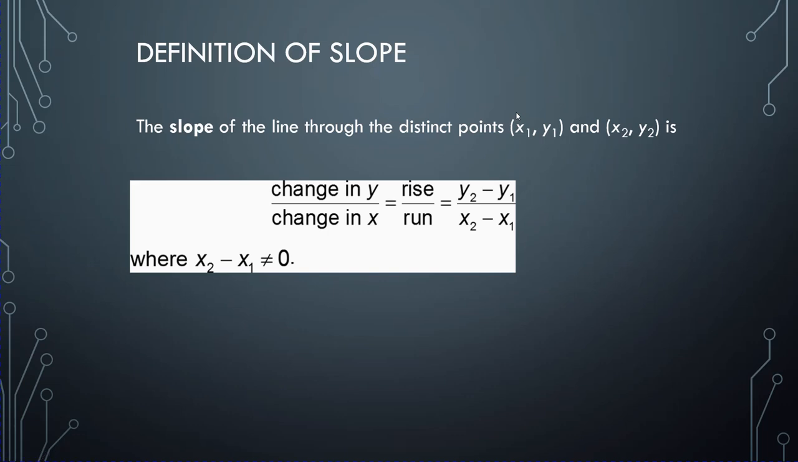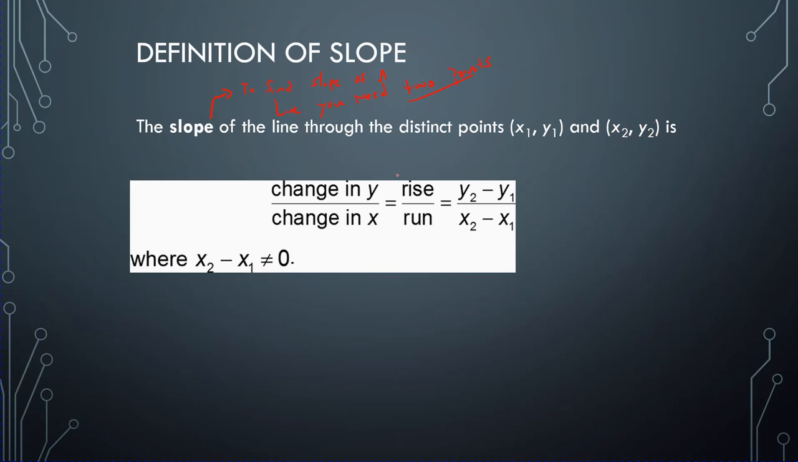So, the slope of a line through distinct points. To find the slope of a line, you need 2 points on the line. Those 2 points, the first one will be called x sub 1 comma y sub 1. So this is the x coordinate of the first point and the y coordinate of the first point. And then the second point we'll denote as x sub 2 comma y sub 2. So this is the x coordinate of the second point and the y coordinate of the second point.